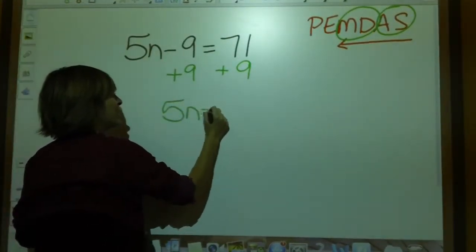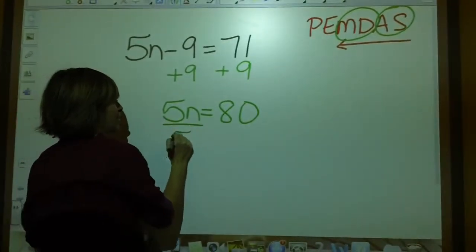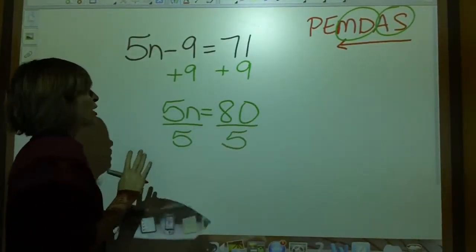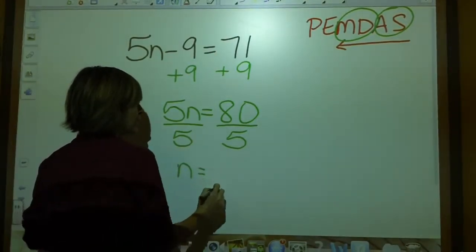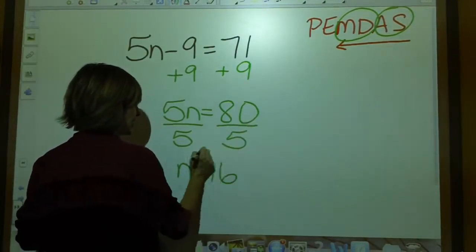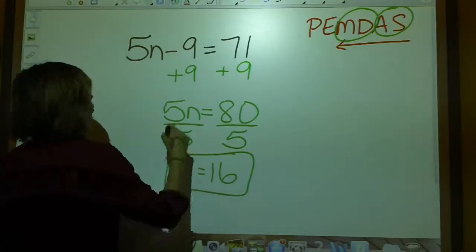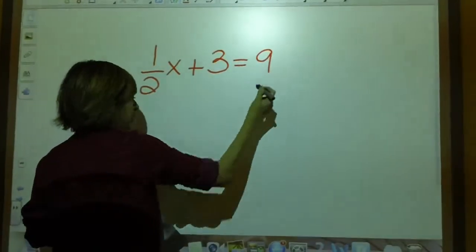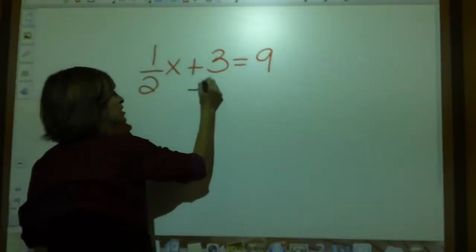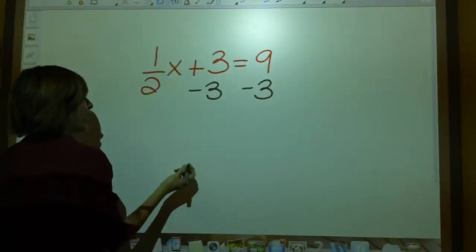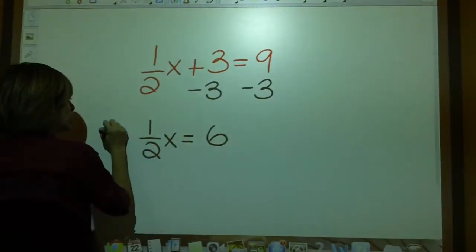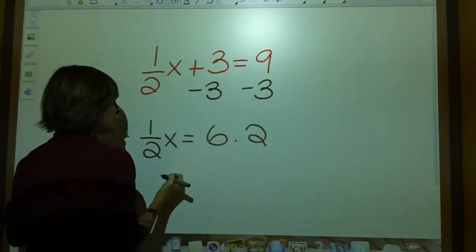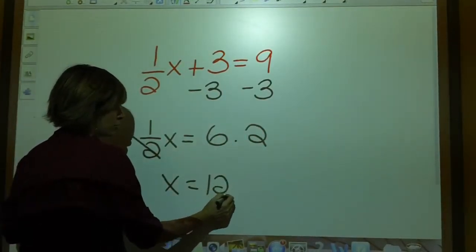I get 5n equals 80. Now I divide both sides by 5. Okay? So don't ever try to do the multiplication and division when solving before the addition and subtraction. So n equals 80 divided by 5 is 16. All right, let's try one more of those. 1/2 x plus 3 equals 9. So now first I'm going to subtract 3 from both sides. So I get 1/2 x equals 6. Multiply both sides by the reciprocal, which is 2. And so x equals 12.